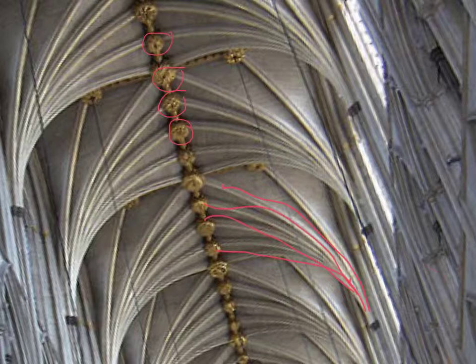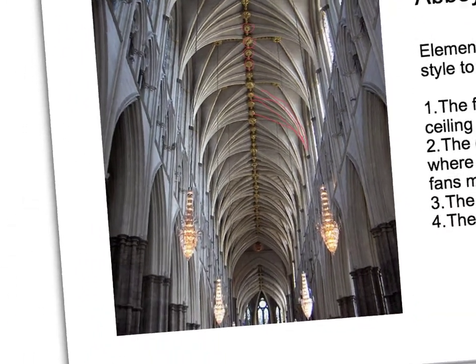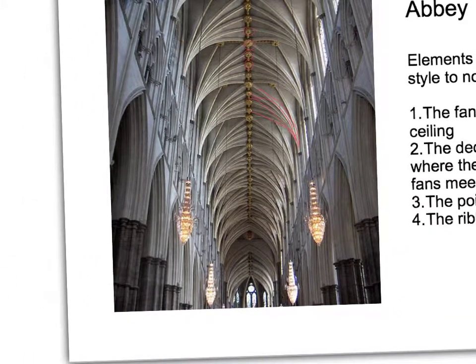The third element that characterizes the Gothic style are these pointed arches. If you can just see here that all of these arches meet in a point. That's very characteristic of the Gothic style. And lastly, there are these ribs that run up the columns here. So the columns, rather than being perfectly circular, have these ribs that run up them.